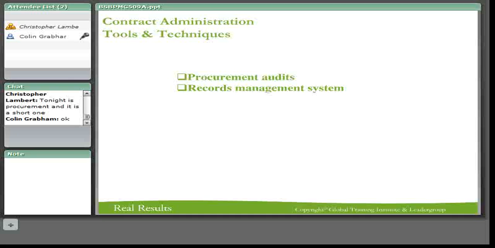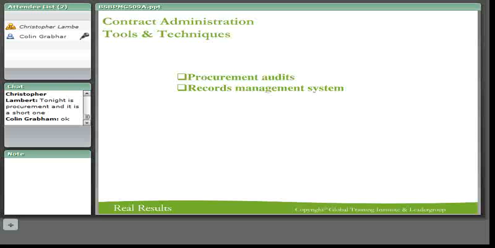Procurement audits, and the risk management system. So procurement orders are really quite important when you want to check everything, all right? And you want to check the paperwork, you want to check that the change controls are done, and all of those things. Normally, you will find that it'll be internal auditors that want to do this.